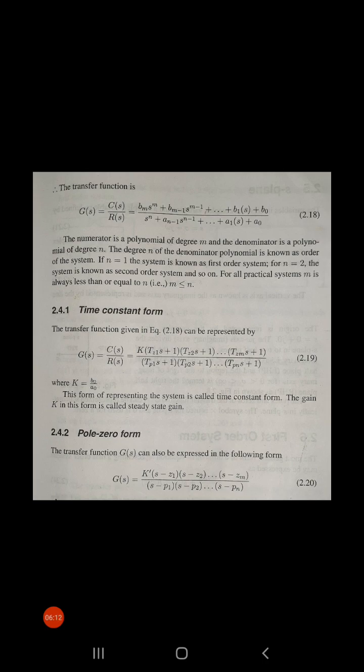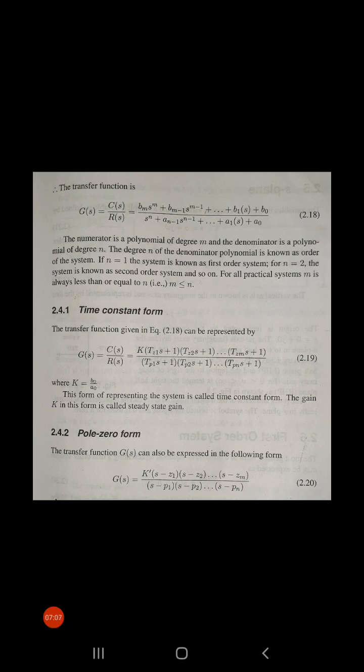Now come to the pole zero form. The transfer function in equation 2.18 can also be expressed in the form given in equation 2.20, and this form is called the pole zero form. In pole zero form we can express G(s) as K dash into (s minus z1)(s minus z2) and so on, whole divided by (s minus p1)(s minus p2) up to (s minus pn).